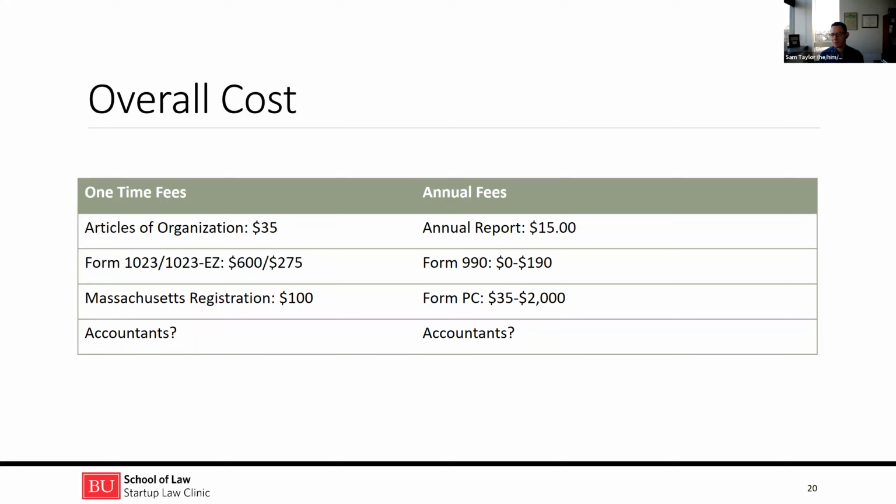But then, maybe you're also paying for an accountant to help you with the full 1023. As Daryl mentioned, that's a pretty helpful thing. And then on the ongoing fees, the annual report for the Secretary of the Commonwealth is really only $15.